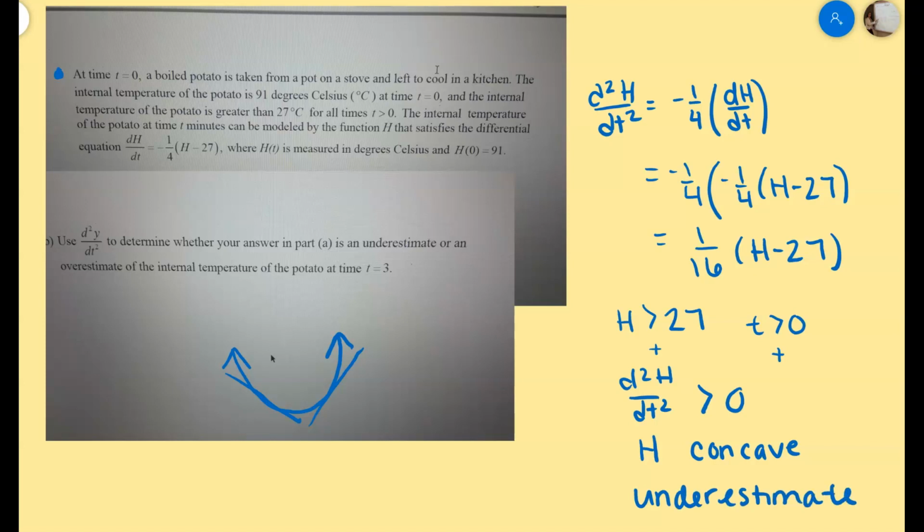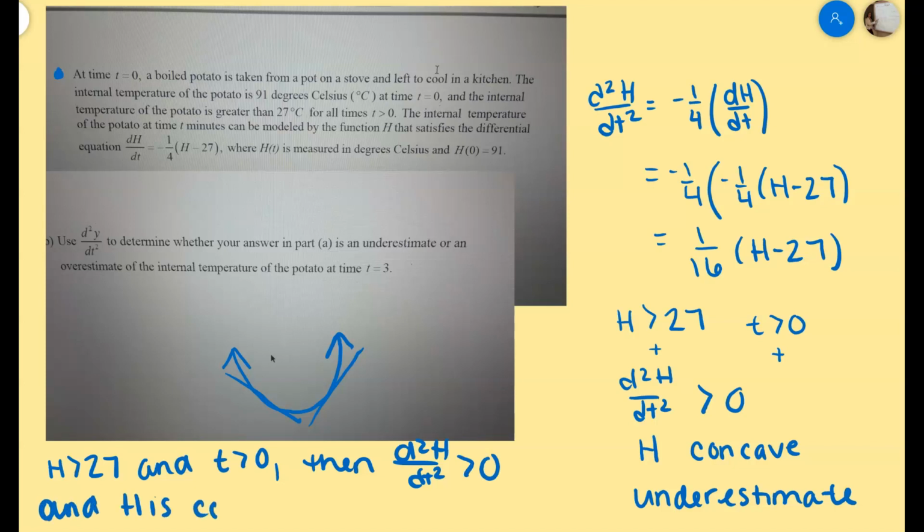Your answer in a well thought out, written sentence would be that since h minus 27 is positive and t is positive, then d²h/dt² is positive and h is concave up at time t equals 3. Therefore, my answer is an underestimate.